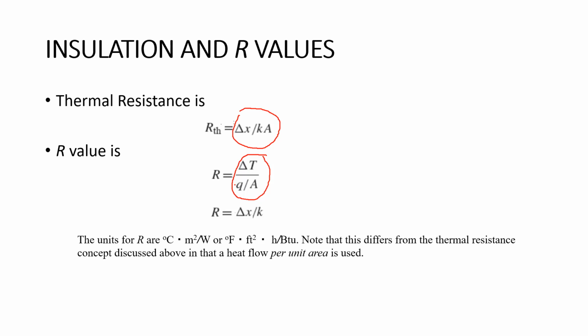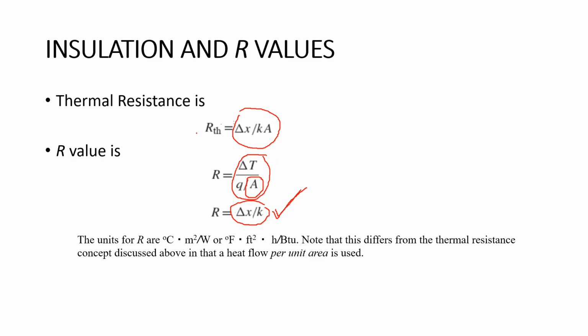R value is different from thermal resistance in that thermal resistance includes area, and R value is for per unit area. Remember, you can see that area is divided here for a unit area. In other words, the equation for R unit in terms of thickness of the layer and thermal conductivity will be delta X divided by thermal conductivity of that material.